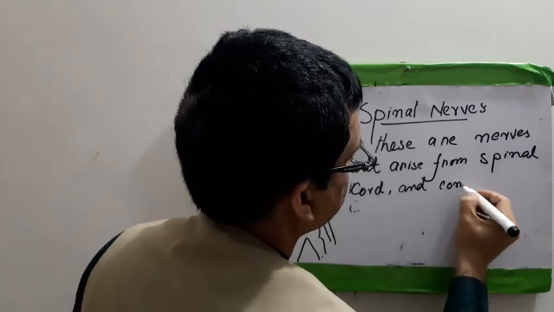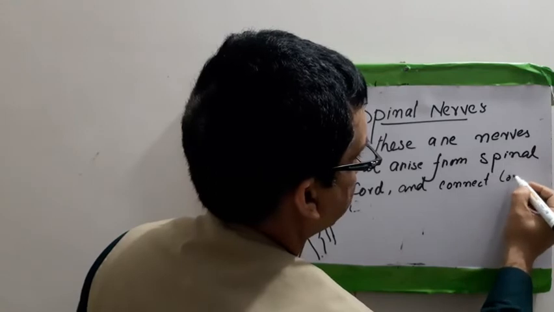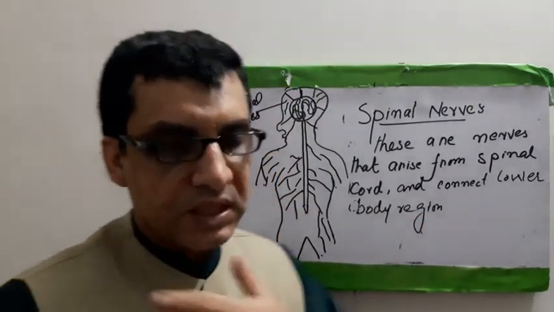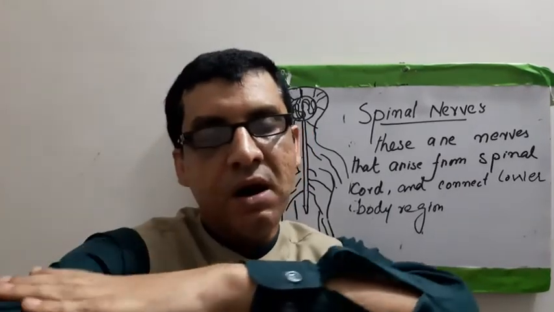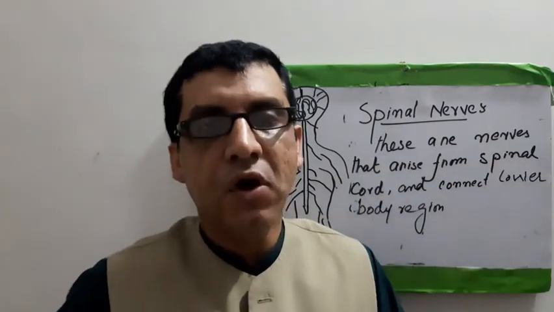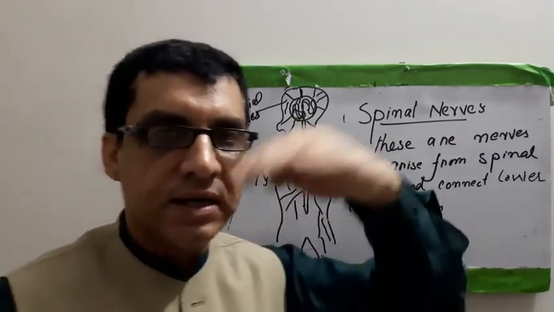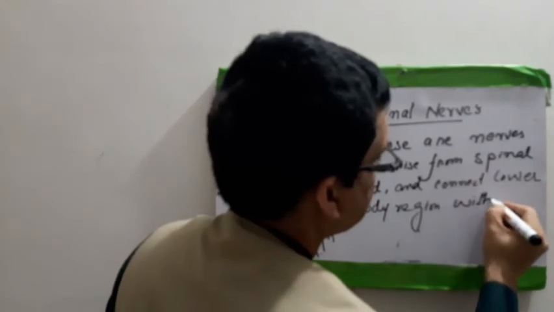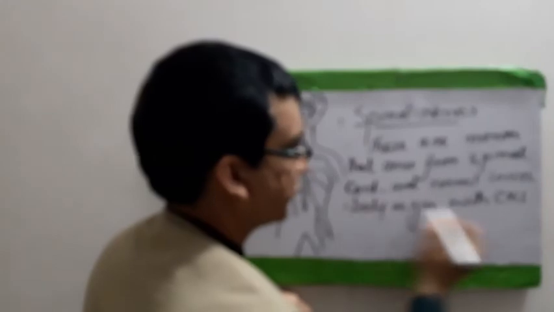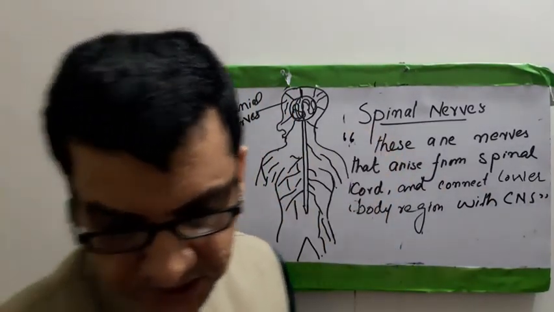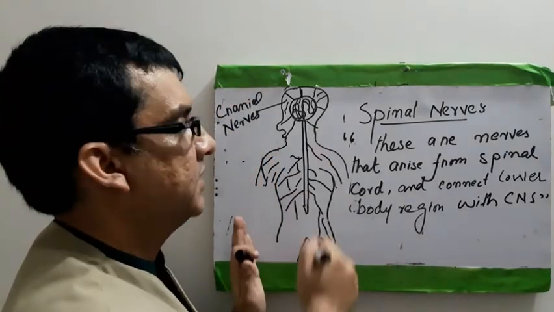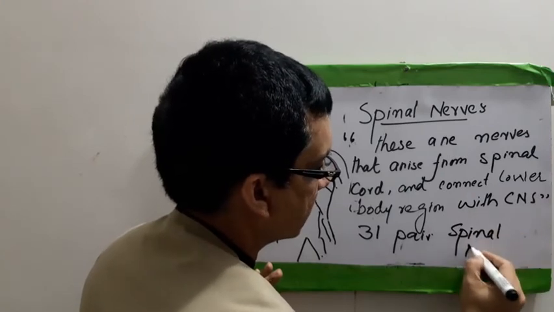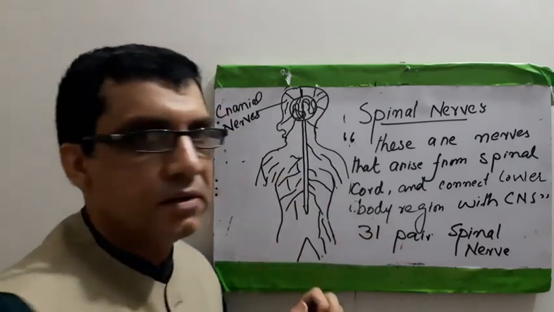They connect the lower body region, meaning the thoracic cavity or chest cavity, the arms or forelimbs, the abdominal cavity, the lower limbs and legs. All these are in the lower body region, below the head region. So they connect the lower body region with the central nervous system, that is the spinal cord. And there are 31 pairs of spinal nerves, which arise from the spinal cord.